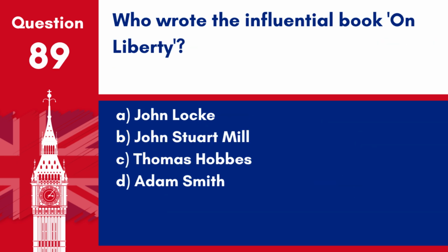Question 89. Who wrote the influential book on liberty? A. John Locke. B. John Stuart Mill. C. Thomas Hobbes. D. Adam Smith. Answer. B. John Stuart Mill. John Stuart Mill authored On Liberty, which explores the relationship between authority and liberty and argues for the importance of individual freedoms.